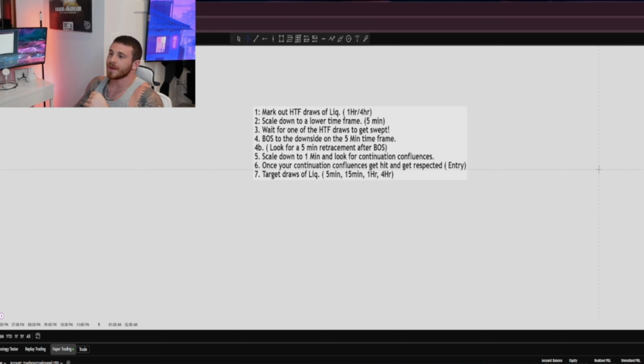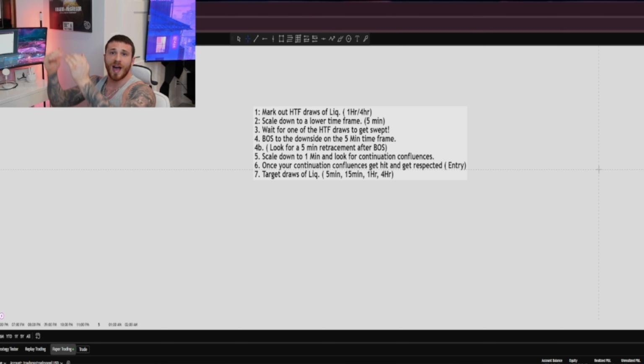But again, let's go back to number 4. We can look for a high time frame liquidity to get swept. We're scaled down to the 5-minute time frame. We see our break of structure, right? We took out sell side liquidity. What do we want to wait for to get a little bit more confirmation, to get us more comfortable? We wait for that 5-minute retracement.